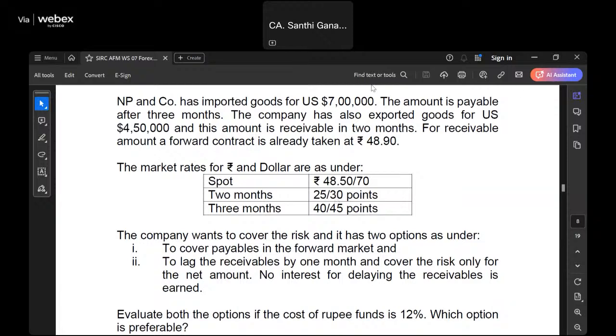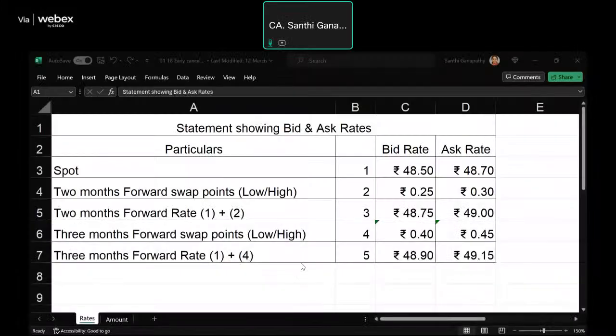So first we can look at the bid and the ask rates. As we already discussed, swap points are low high, which means the base currency is at a premium and therefore you would add.